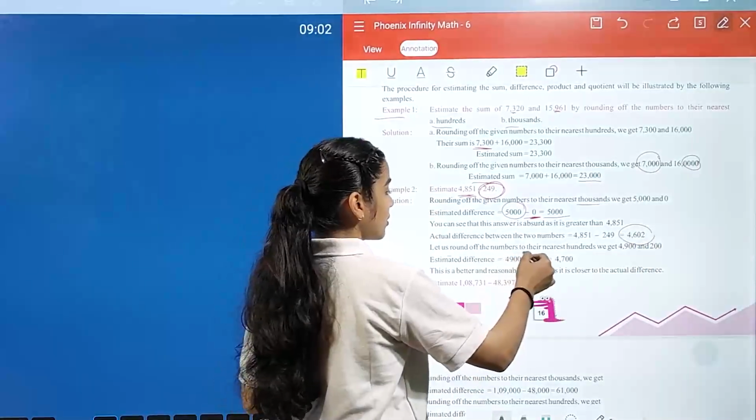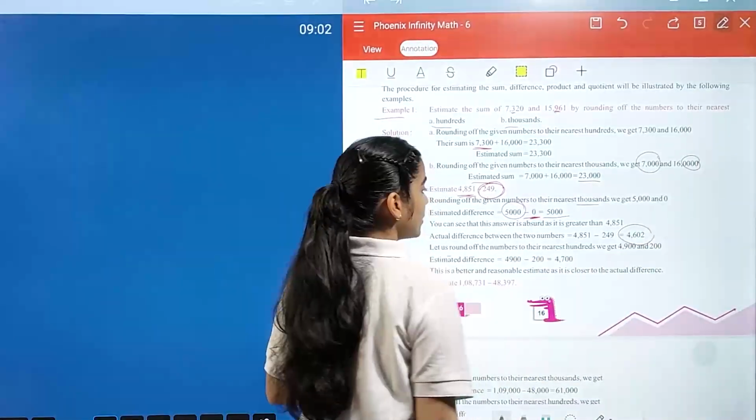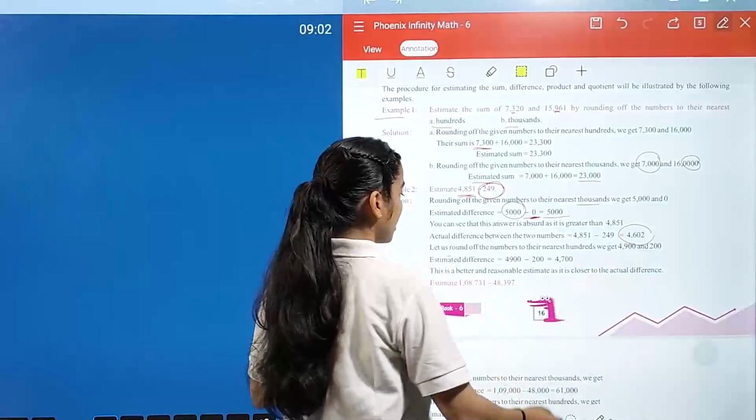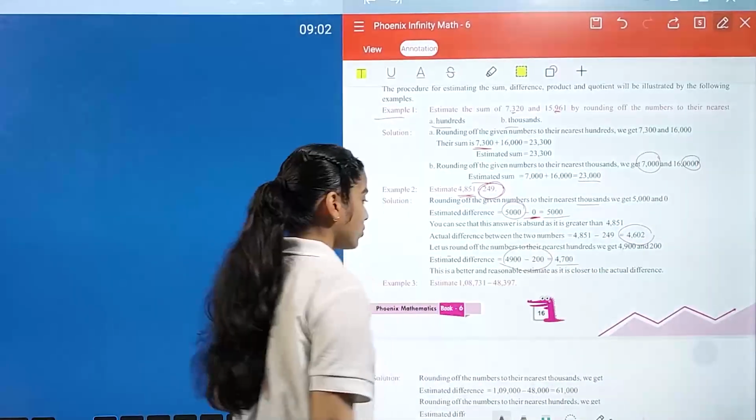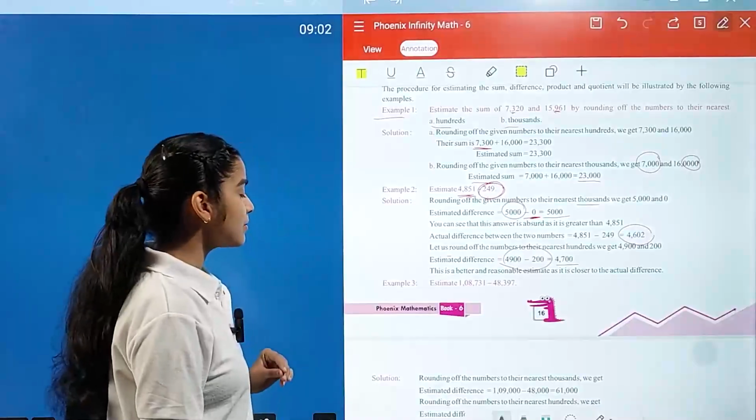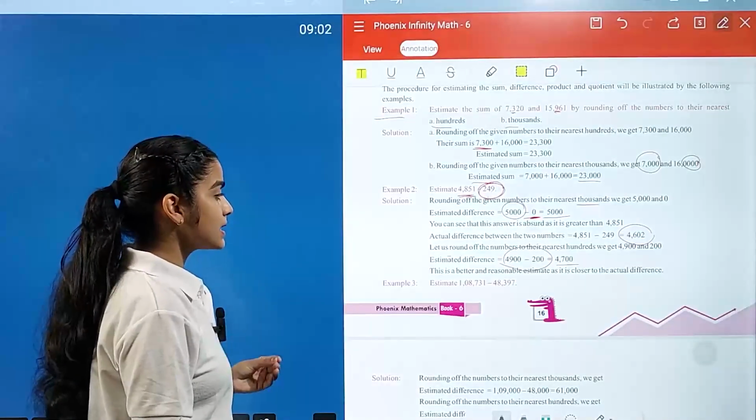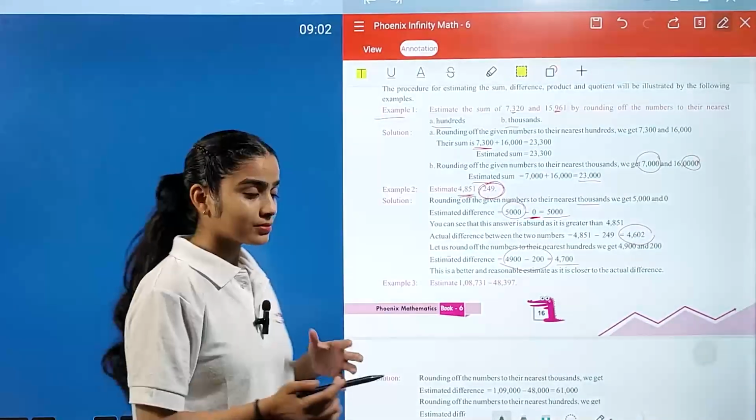Let us round off the numbers to the nearest hundreds and we get 4,900 and 200, and we take the difference. So the answer is 4,700. This is a better and reasonable estimate as it is closer to the actual difference.